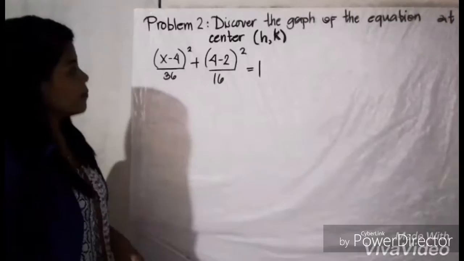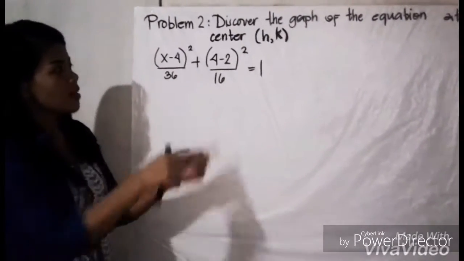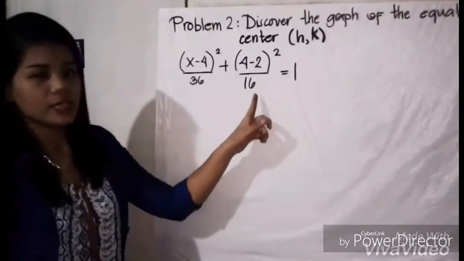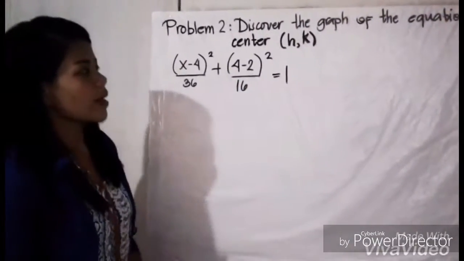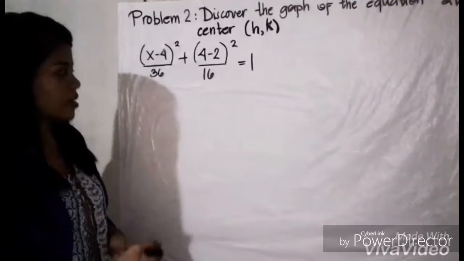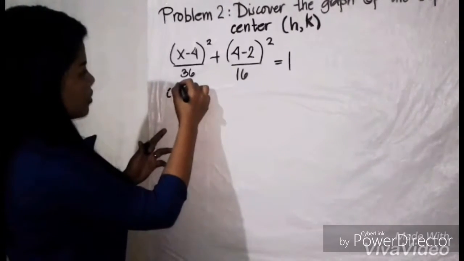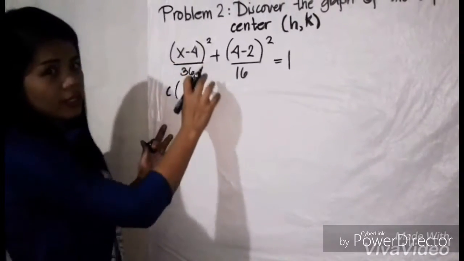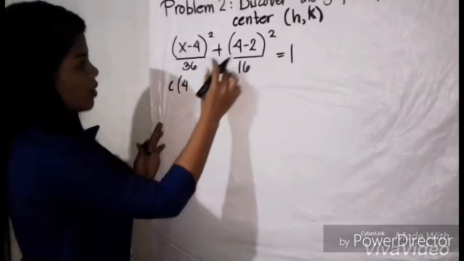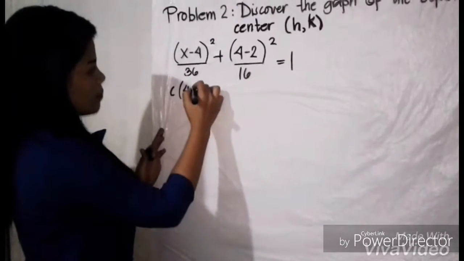So we have the problem (x - 4) squared over 36 plus (y - 2) squared over 16 equals 1. So let us find our center (h, k), which is: our h here is negative 4, and by transposing it becomes positive 4, and our k is negative 2, so it becomes positive 2.